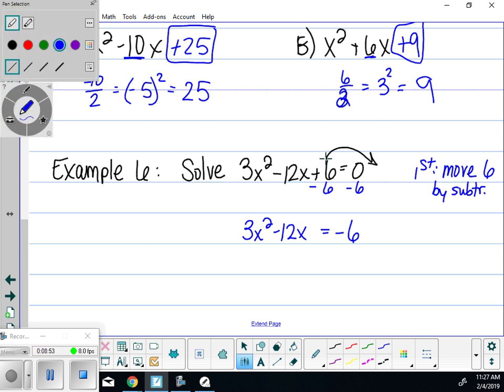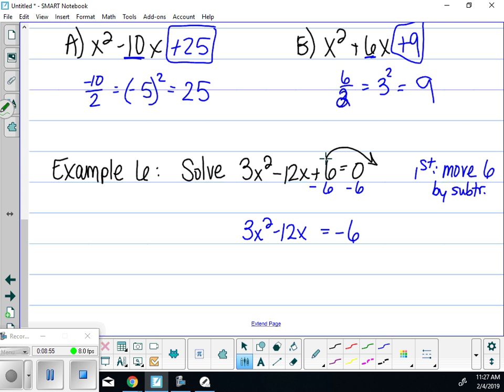The next thing that you're going to do is divide by 3 in this case. So always divide by the number that's in front of x squared, so everything gets divided by 3. So I have x squared minus 4x, 12 divided by 3 is 4, 6 divided by 3 is 2.